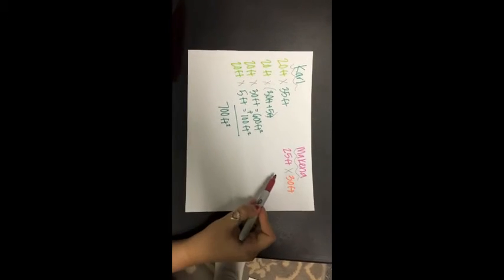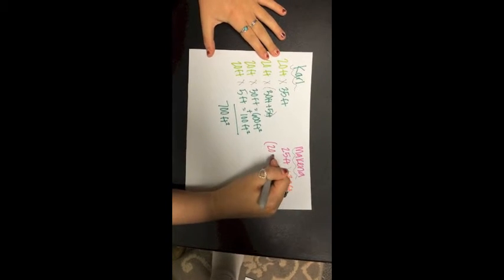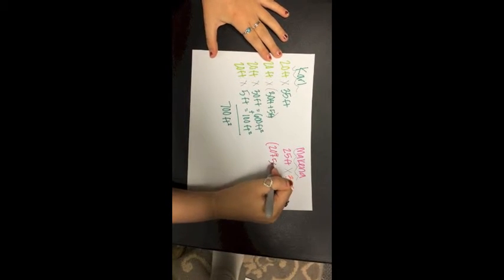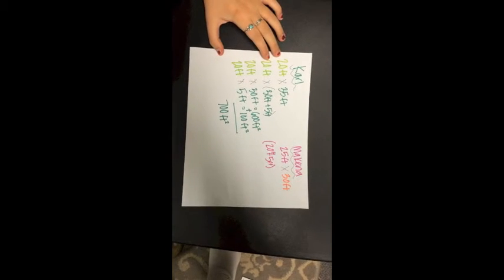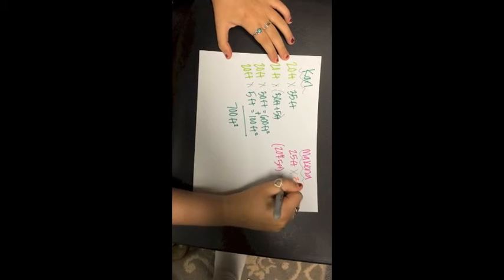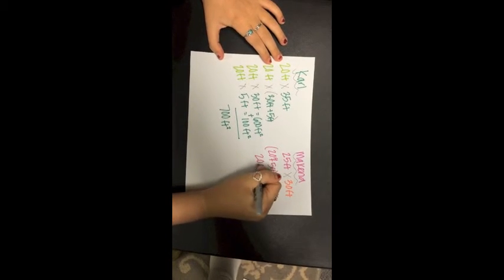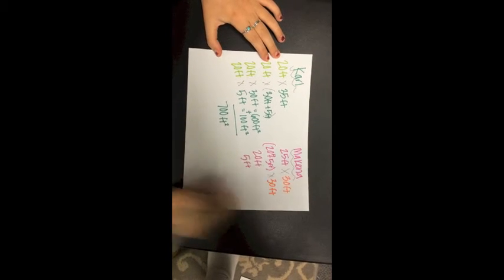Carl's garden. And for McKenna's garden, we do the same thing, so 25 feet times 30 feet. And we'll do 20 feet plus 5 feet, which gives us the 25 times 30 feet. So we'll do 20 feet times 30 feet and 5 feet times 30 feet.